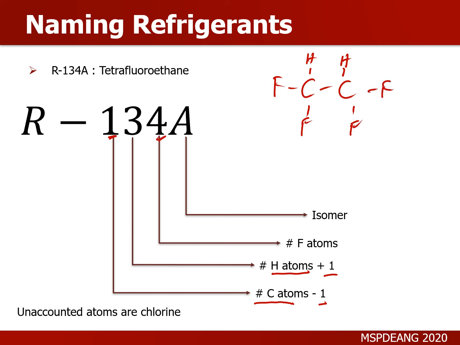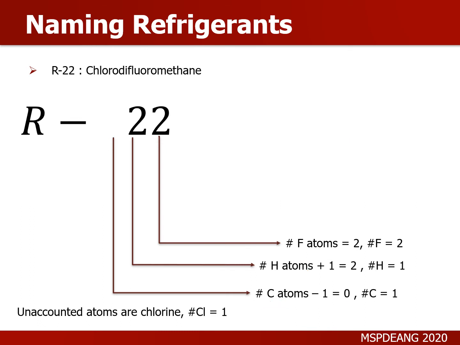Okay, yung third number. Tapos A represents just an isomer. So meron tayong R-134A, meron tayong R-134 lang. Pero mas common na ginagamit si R-134A. Not sure kung ito yung exact na chemical formula. You can just double check online. Okay, pero not sure kung the exact isomer. Pero for the actual name itself, you can take this as it is. So R-134A again represents tetrafluoroethane.